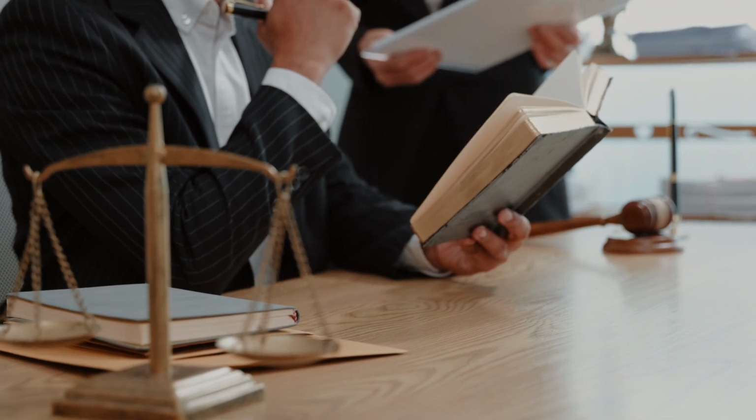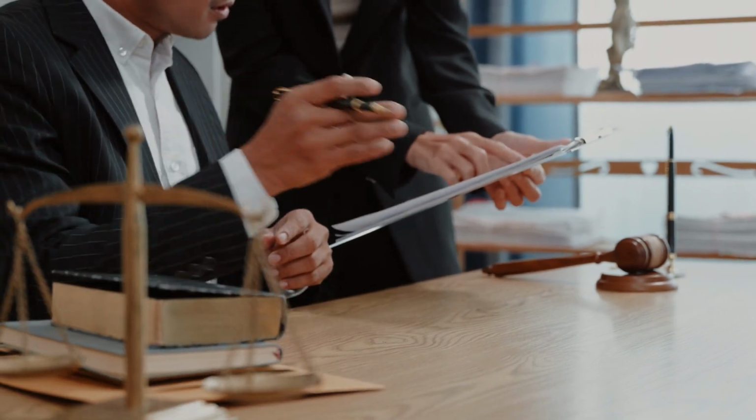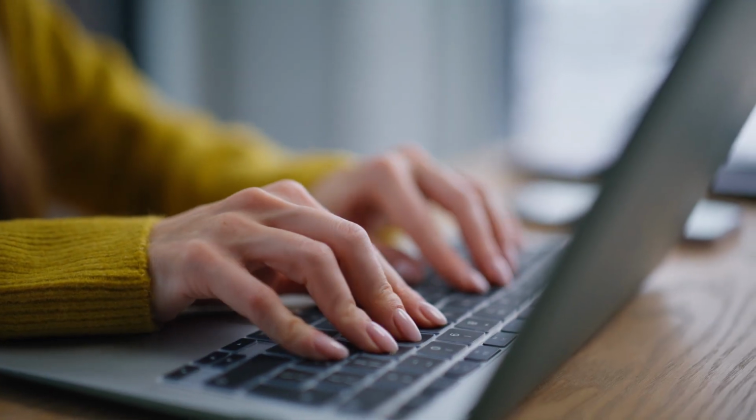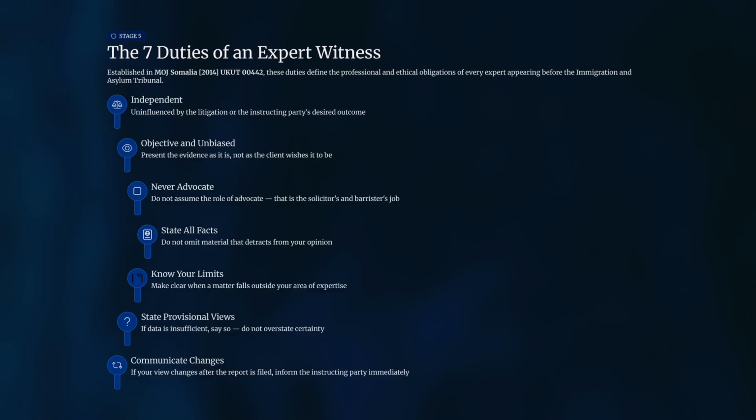The Upper Tribunal set out the 7 duties of an expert witness in the Somalia country guidance case from 2014, paragraphs 23 to 27. We follow them on every report. 1. Provide information and opinions independently, uninfluenced by litigation. 2. Be objective and unbiased. Provide independent assistance to the court. 3. Never assume the role of an advocate.